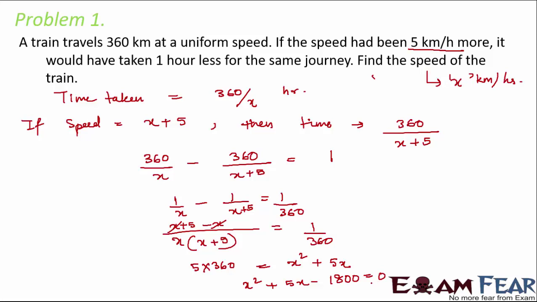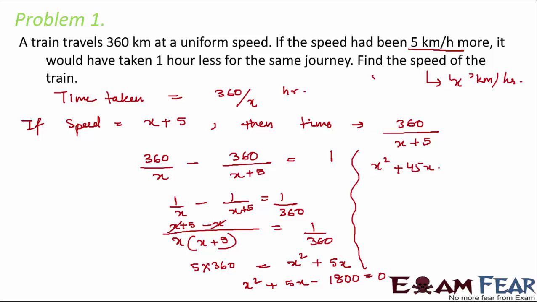So this is a quadratic equation. Now our main task is to solve this equation. We can go by the factorization method, so we will do a mid-term splitting. First the mid-term, that is 5x, has to be split into two terms such that their product is equal to 1800 and their sum is equal to 5. So what we do, we split it this way.